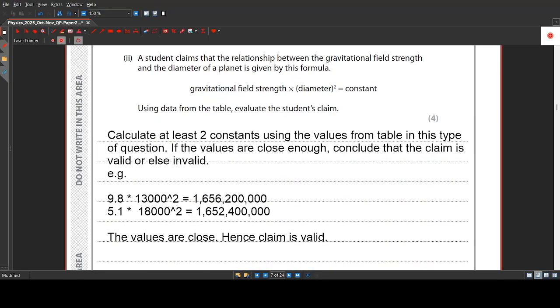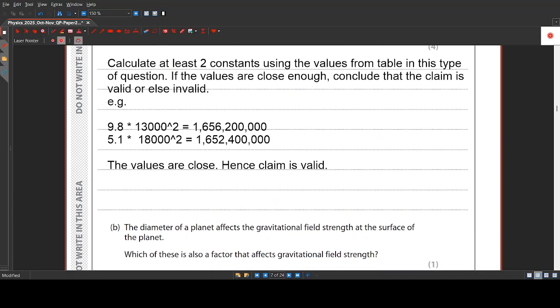So always remember to calculate at least two constant values. If you calculate one, you won't score full marks over here. You will have to make sure that you basically calculate at least 2. You can go for more as well, but it's better if you just calculate 2 because your time is really, really important and limited. All right, let's move on to the next question.